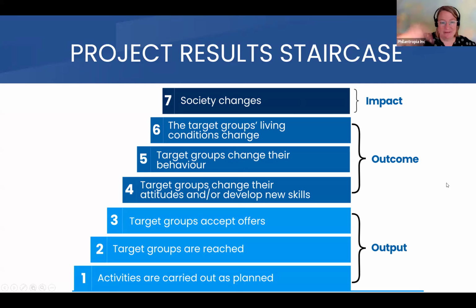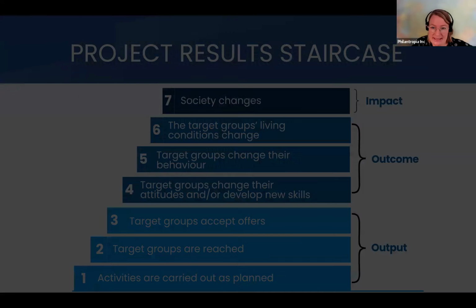And following these steps, think through for your own project: okay, with the project I'm planning, that I'm writing a project plan for, what are the activities that we want to carry out? Then how can we make sure target groups are reached? How can we make sure target groups accept the offers? And what is the change in attitudes or the new skills that we want to achieve, etc.? If you try to think through that and fill that out for your own organization, that really helps you to get structure into this and to understand what the impact of your project is and how this all belongs together, and how one is based on the next.